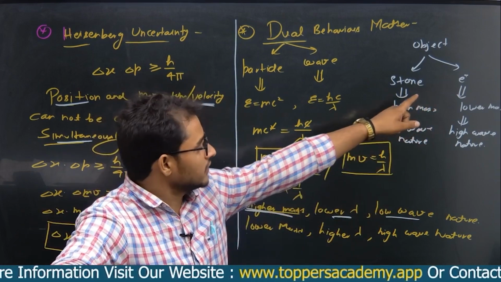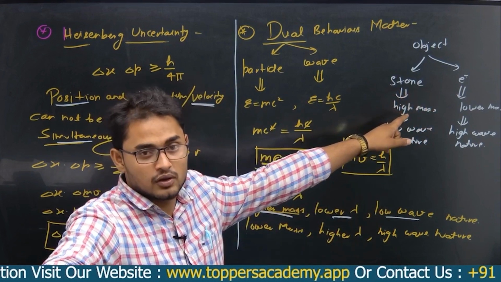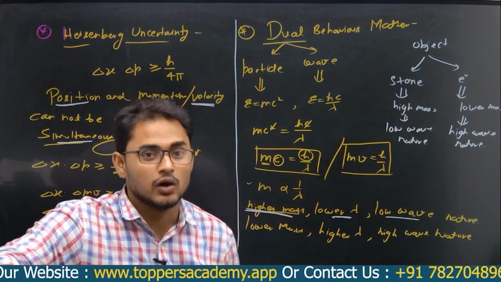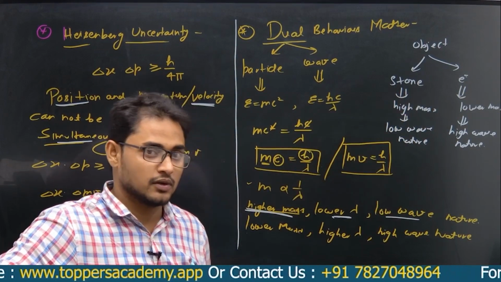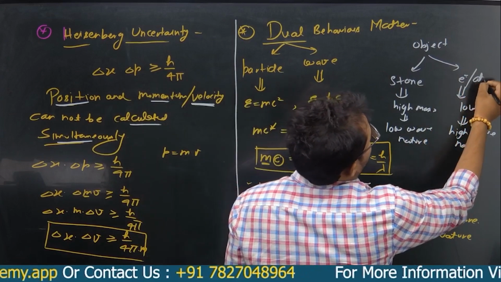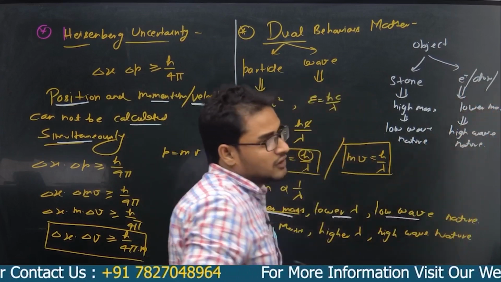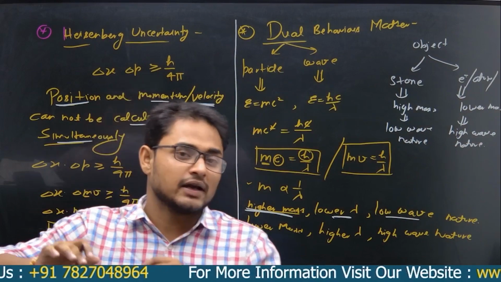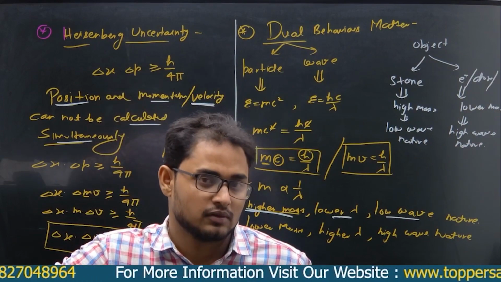So we cannot neglect the wave nature of an electron. We can neglect the wave nature of stones, particles, a ball. But in the case of electrons, atoms or molecules, the wave nature is high. We cannot neglect it, right?